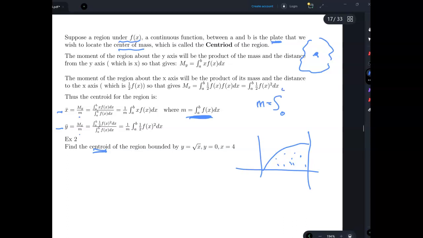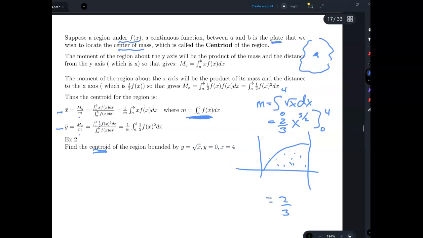So it's going to just be the integral from 0 to 4 of root x dx. So we know that's 2/3 x to the 3/2 between 0 and 4. Let me just continue it here. So then I have 4 to the 3/2. And you know the square root of 4 is 2, cubed is 8, so I get 16 over 3. So that's my m value. So that's going to go in the denominator.